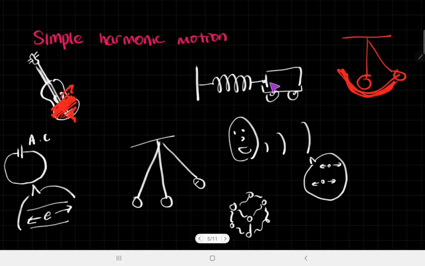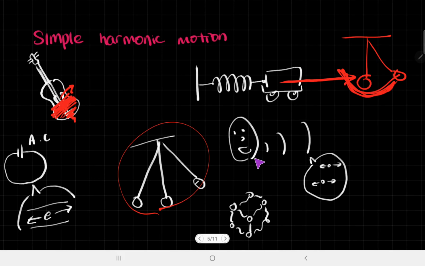Let's say we had a trolley and a spring that connected the trolley to some fixed wall. We pulled the trolley out here and we let it go. Because of the energy contained by the spring, it's going to oscillate back and then out again, and back again and out again. And it's going to follow simple harmonic motion. This is the pendulum that I have just talked about here.